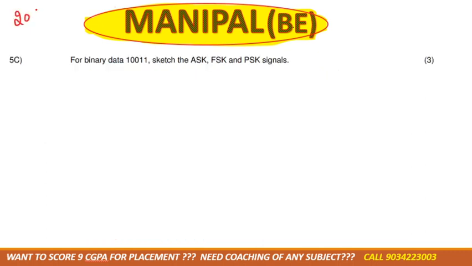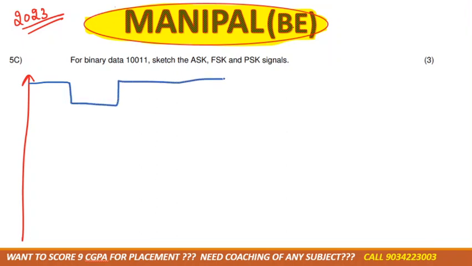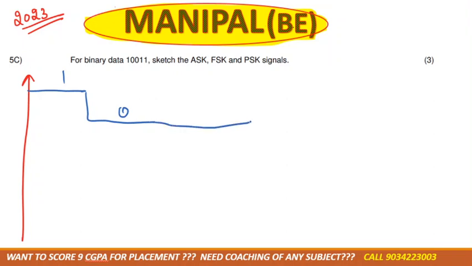This is also a question from 2023 for binary data. This one, they said to sketch the ASK, FSK and PSK signal, right? So we need to draw the binary data first. As you know, 1 stands for above and 0 stands for down. So it would be 1, 0, then sorry, it's 0. So it would be 1, right? Then 0, then 0, then 1 and then 1, correct? This is the binary data they have given. So extend it like this.